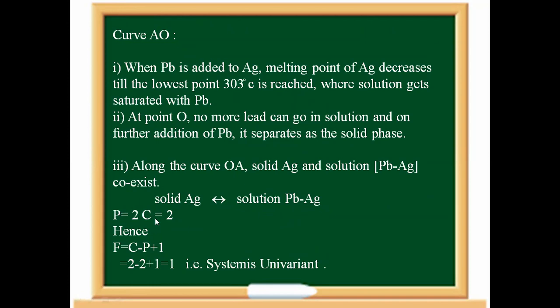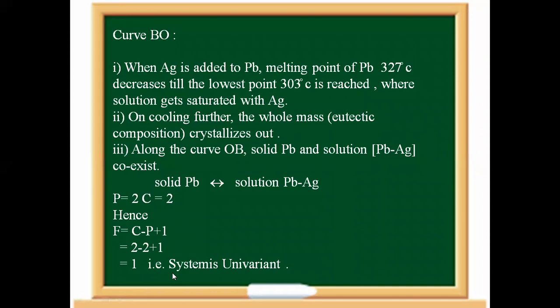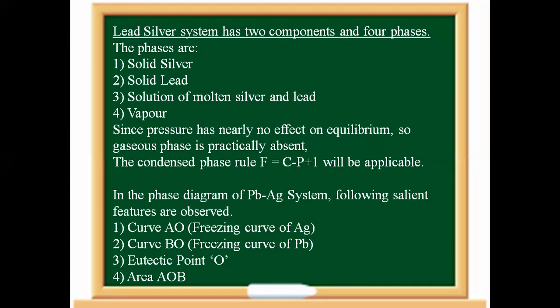So two phases, two components, F is equal to C minus P plus 1. Here we are going to make use of reduced phase rule. So F is equal to how much? 1. Similarly, let us have a look at curve BO. Same situation, solid lead plus saturated solution of lead and silver, where F is equal to C minus P plus 1, where the system is univariant. ठीक है, समझ में आया?